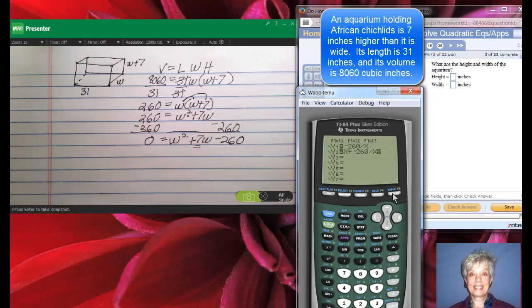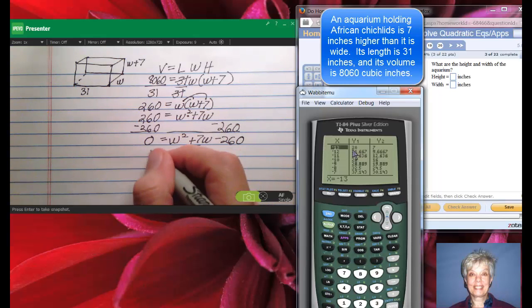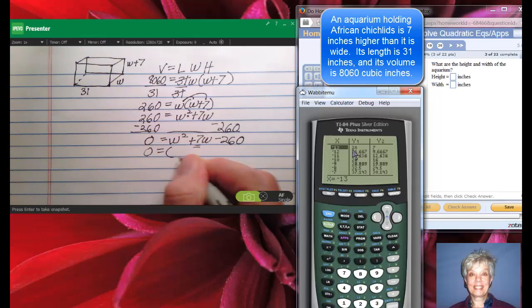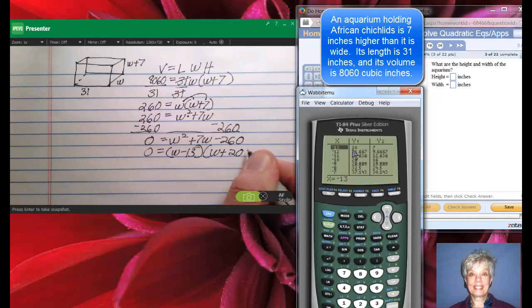Second graph, and what am I looking for? I'm looking for 7 in the Y2 column. So let's go up, because it looks like the numbers get smaller as you go up, and there's 7 right there. So the two numbers that we are going to use are negative 13 and positive 20. So 0 equals W minus 13 times W plus 20.